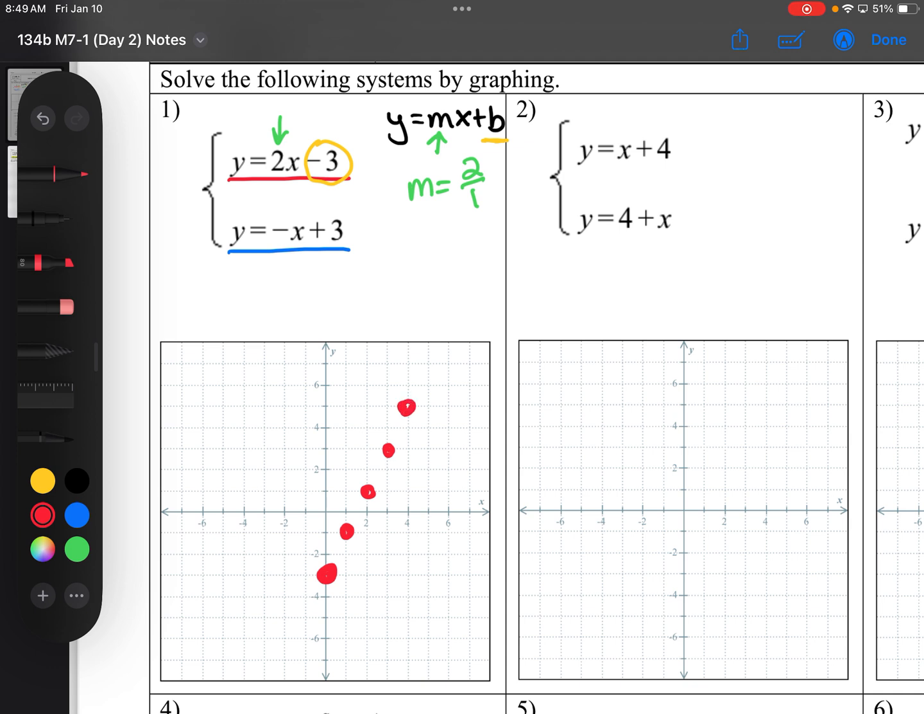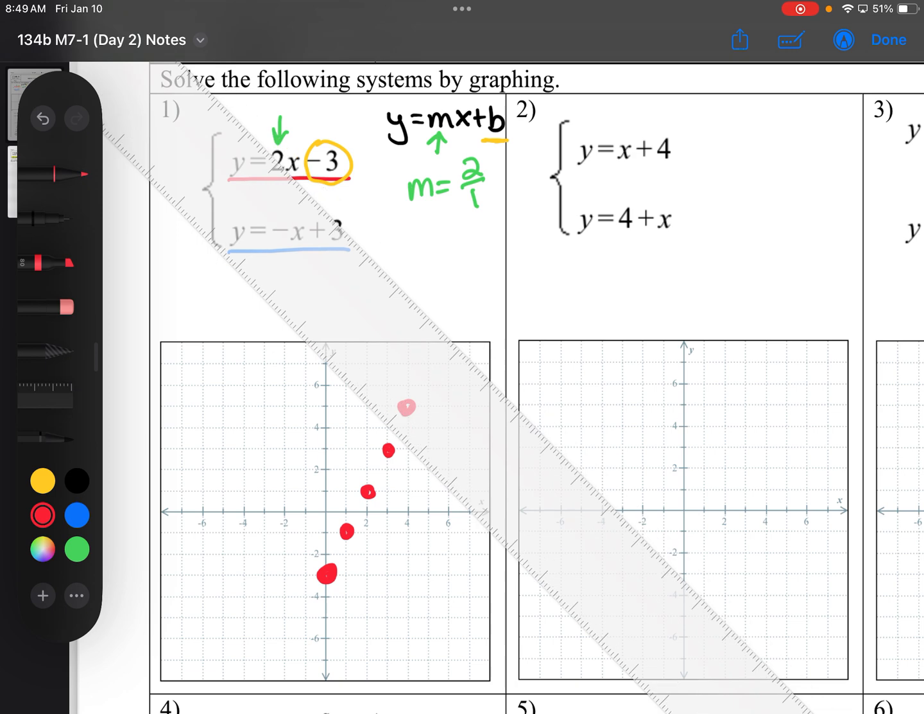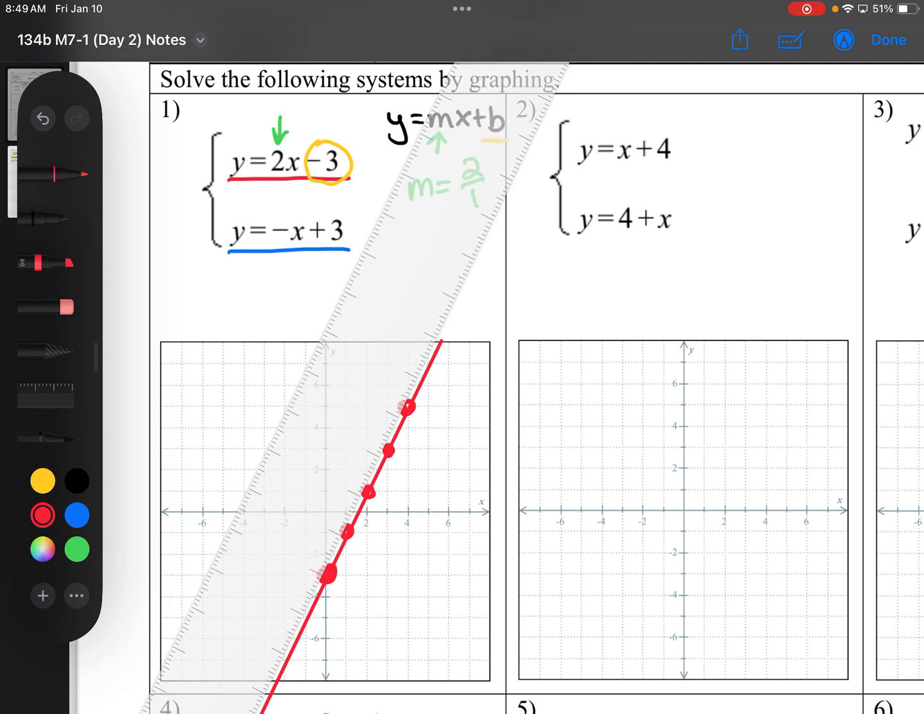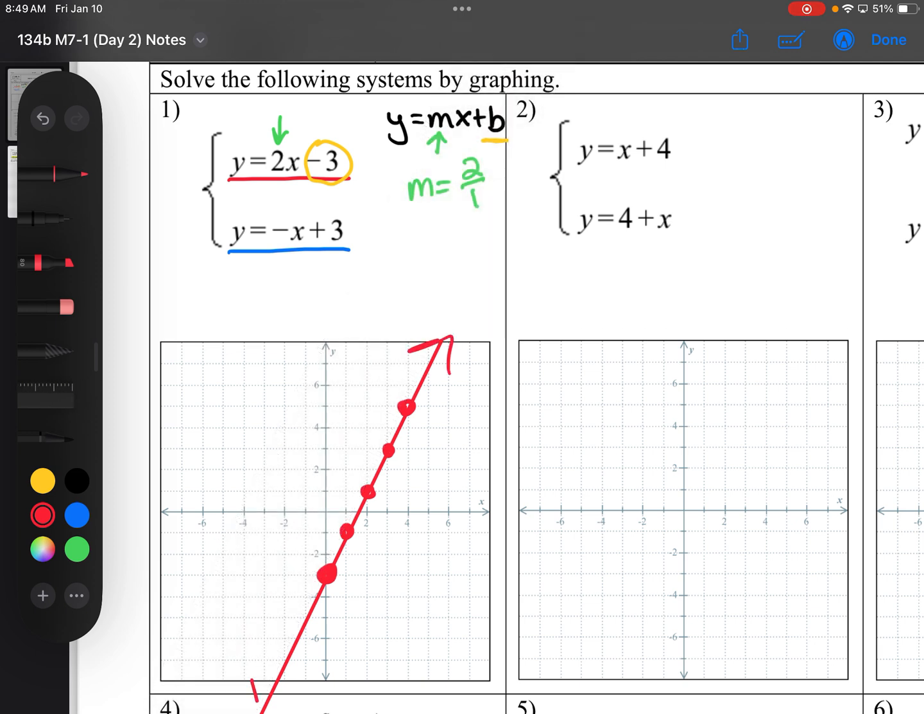And once you have those points, you can go ahead and connect them. I like to do at least 3 points, but if you can only fit 2, that's fine as well, because it'll just make your line straighter. And once you get your points, draw your line. Big thing to remember is make sure that line extends across your whole entire graph.